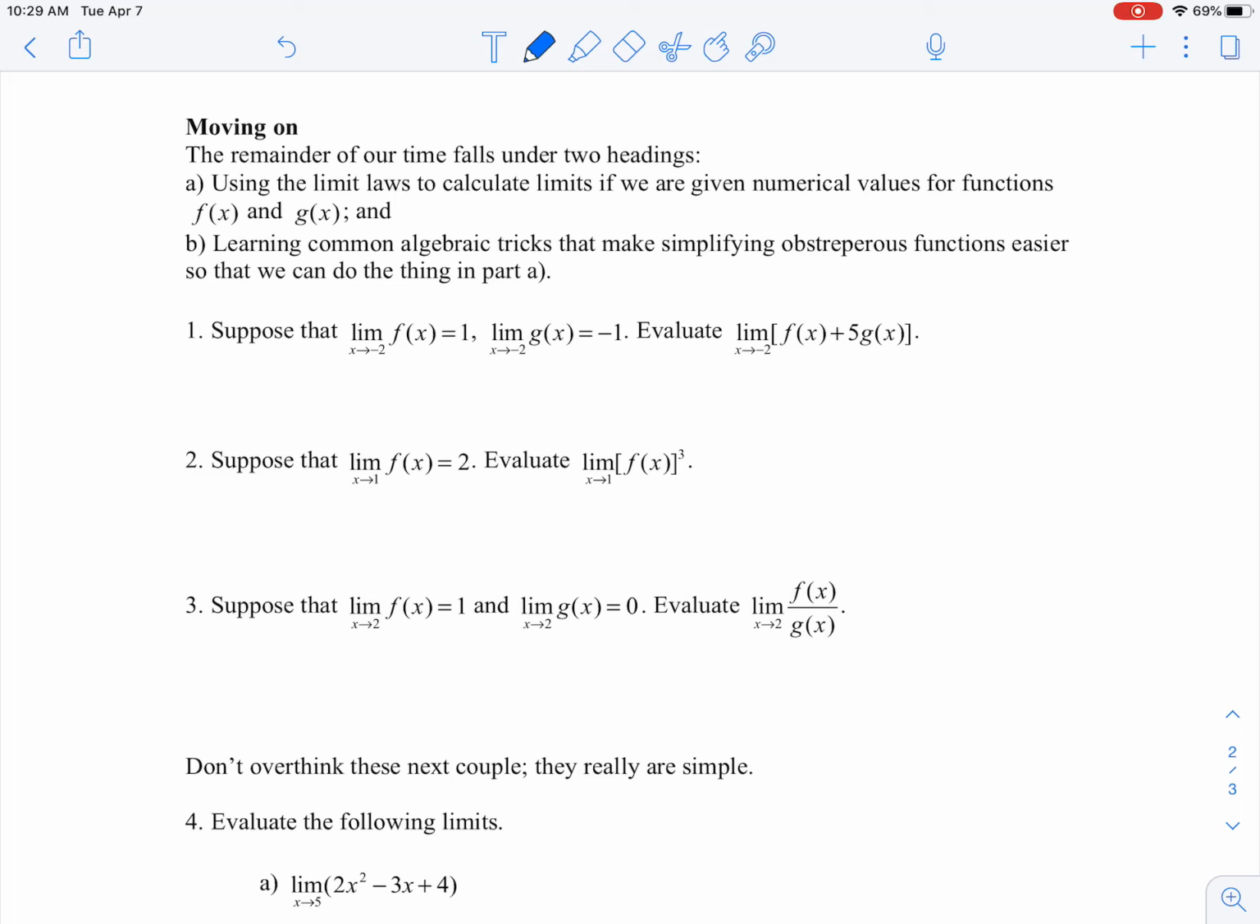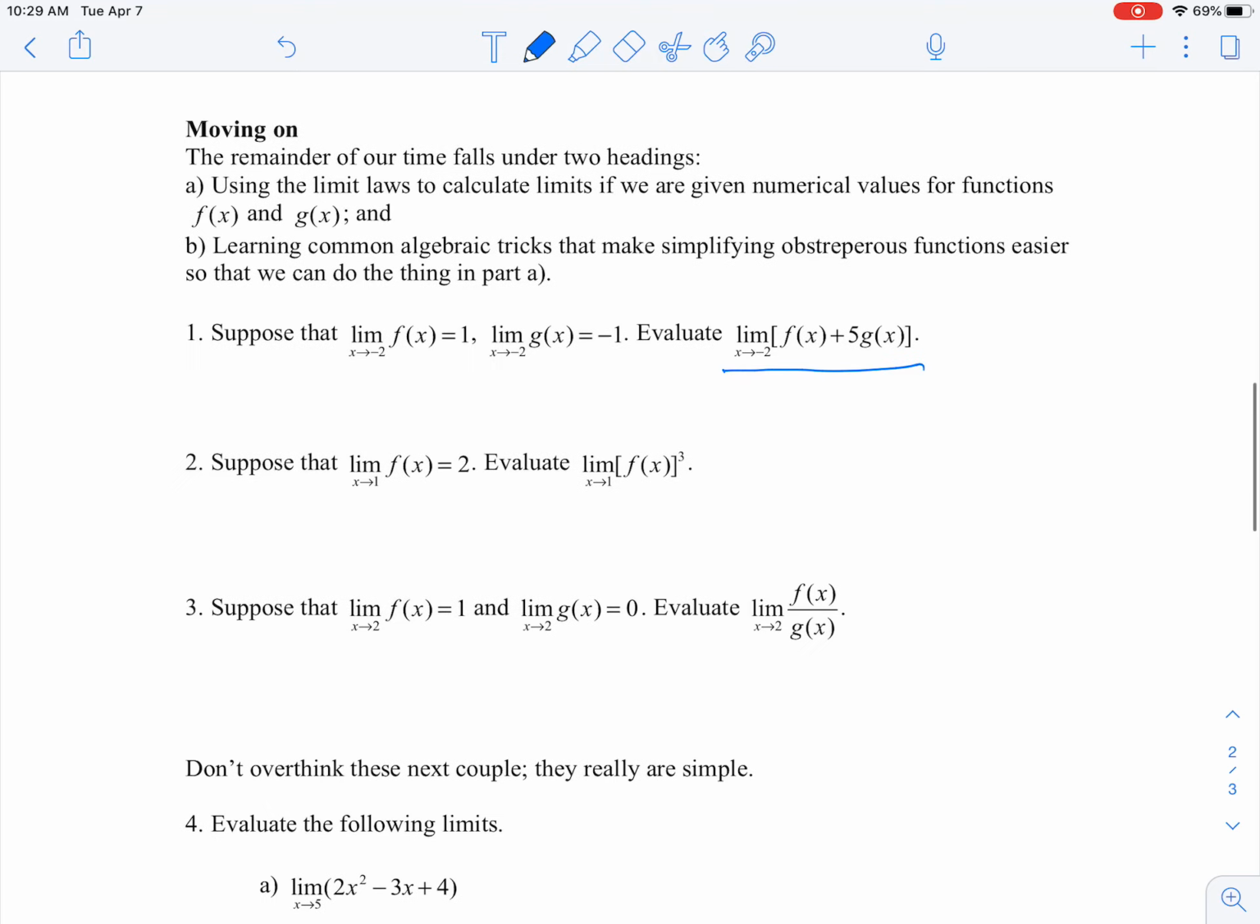So, number 1, suppose that the limit as x approaches negative 2 of f of x equals 1, and the limit as x approaches negative 2 of g of x is negative 1. We want to evaluate the limit as x approaches negative 2 of f of x plus 5 g of x.